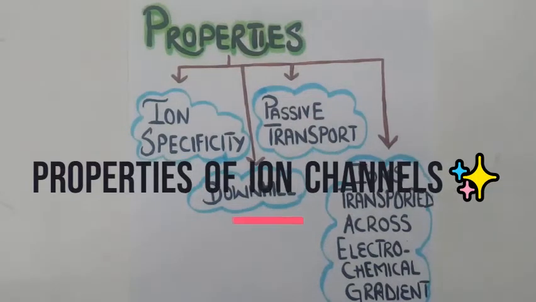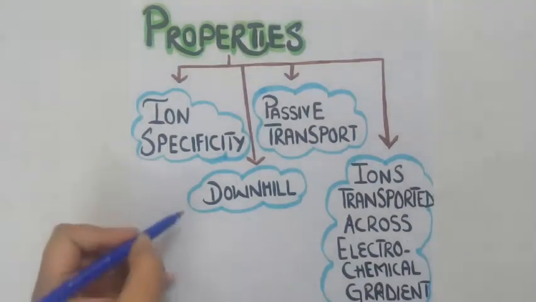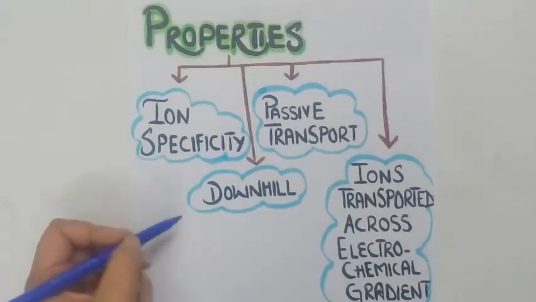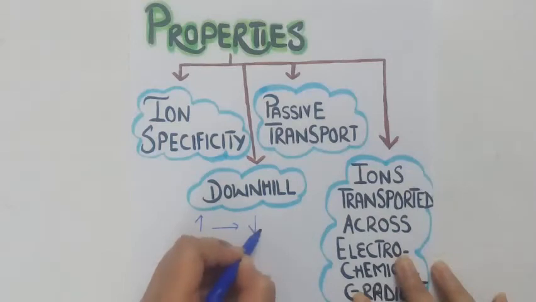Properties of ion channels include ion specificity, which means that these ion channels are highly selective for the passage of ions or molecules. For example, a sodium channel will only allow the passage of sodium ions. Potassium or chloride ions cannot pass through the channel of sodium. Second property is downhill, which means that the passage of ions or molecules through the channels is downhill, from high concentration towards low concentration.